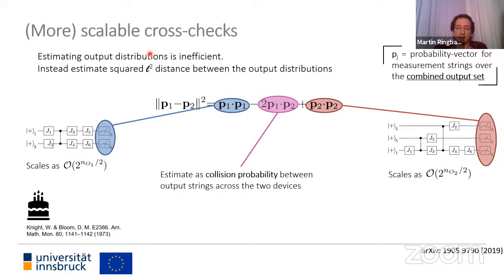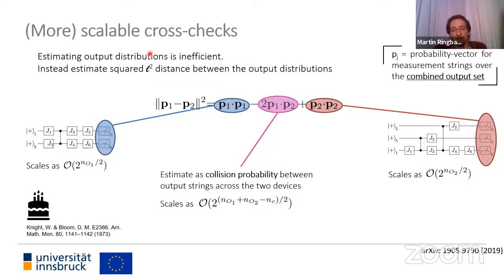Now the tricky bit is estimating this cross term here. That's the collision probability between output strings on the one device and on the other device. So here we really have to sample over multiple instances on each device to construct this full probability vector, to get all the measurement strings in the combined output. And by the same argument as before, this scales as 2 to the Hilbert space size over two, which is still smaller than the number of output qubits on the larger circuit. And of course, this is exponential. That's why I say it's more scalable than the previous approach.